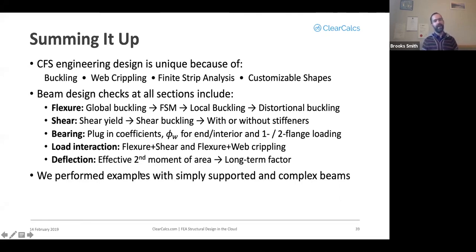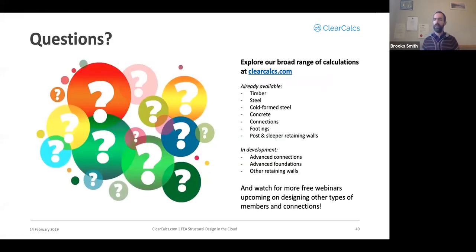Deflection, we calculate out the effective second moment of area, also known as the effective moment of inertia, and take that as consideration. We performed examples with simply supported and complex beams. So at this point, if anyone has any further questions, please feel free to ask them.